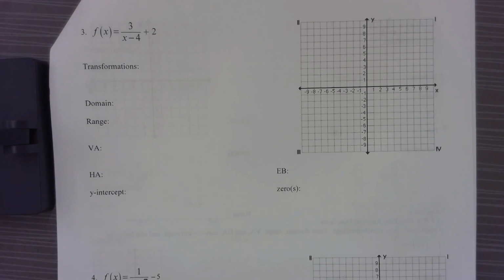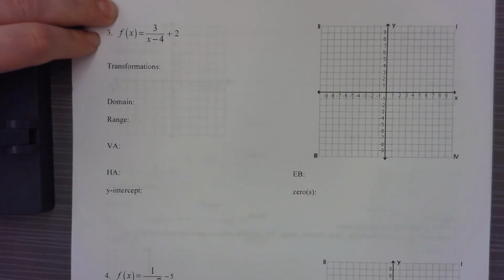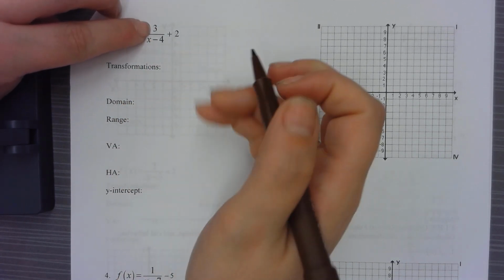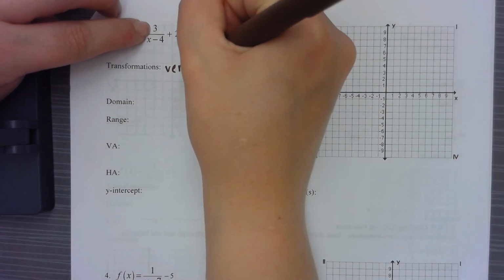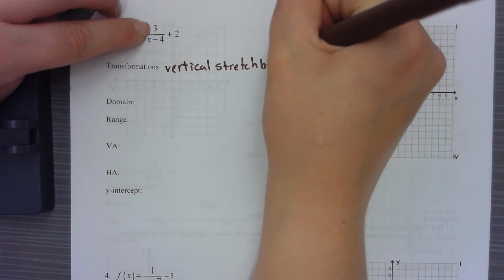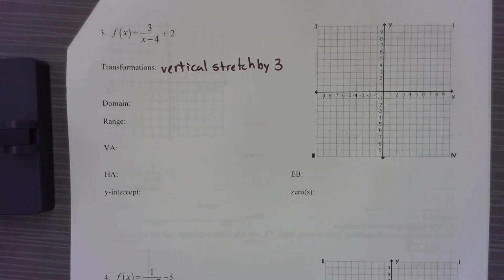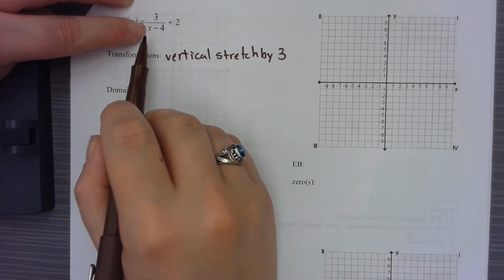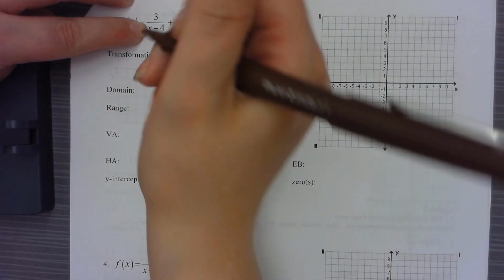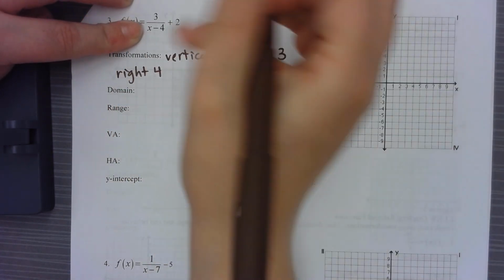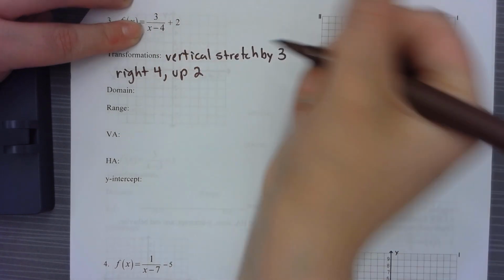So this one we do again have some transformation, so let's start by listing those out. We don't have any reflection because this is positive, but we do have a vertical stretch this time by 3, because that top number is 3 instead of just 1. Okay, if it's 1, there's no vertical stretch or compression or anything. And then we are shifting left and right. So we're shifting to the right this time, again, opposite of what we think, right 4, and up 2.